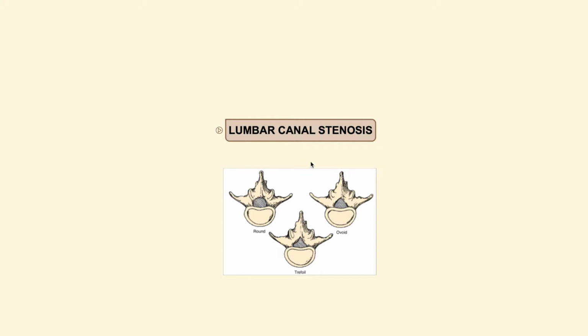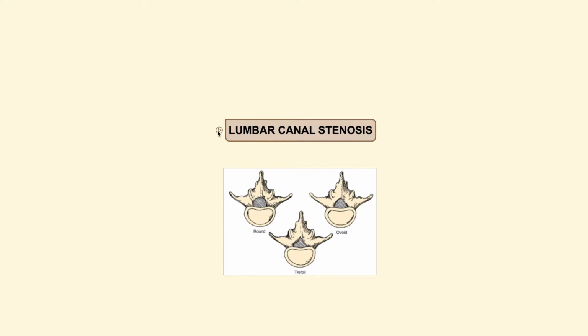Today we'll be talking about lumbar canal stenosis. Based on its name, you could already suggest that this condition is a stenosis, which means there is a narrowing, and the narrowing occurs especially around the canal or spinal canal over at the lumbar vertebrae region.